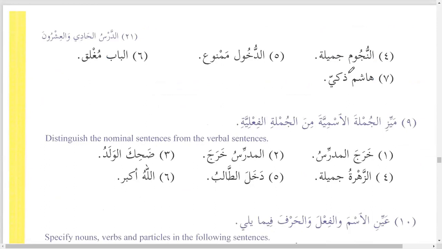An-nujumu jamilatun. The stars are beautiful. Okay, so an-nujumu is the subject, mubtada, and jamilatun is the predicate, khabar. Why do we have jamilatun? Because nujum is plural and treated as feminine, because it is the plural of irrational beings, right? Jamu taksir, all right.